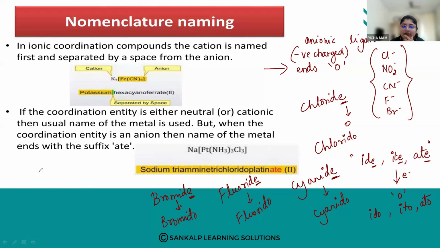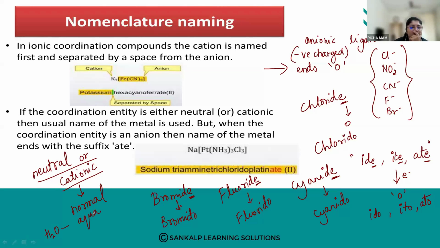So this is about anionic ligands. If you have neutral or positively charged ligands, they are kept as normal molecules. However, some exceptions are there. H2O, water, is named as aqua.